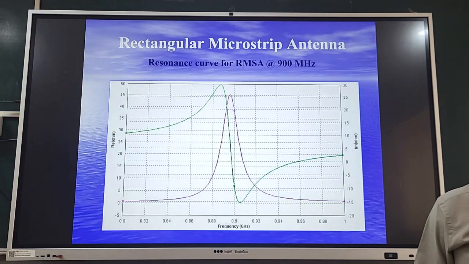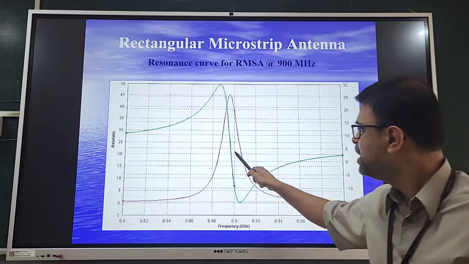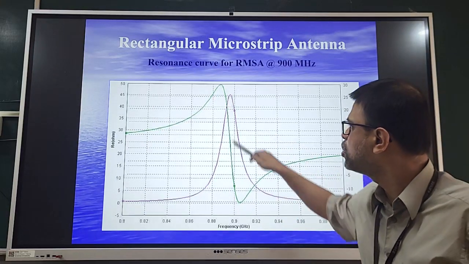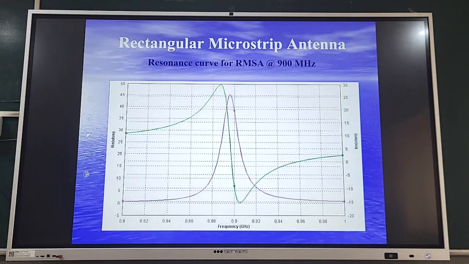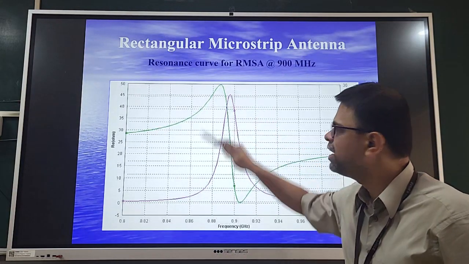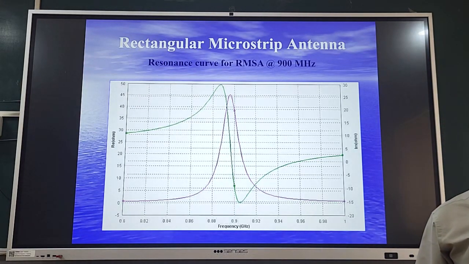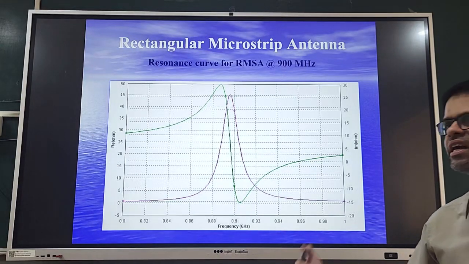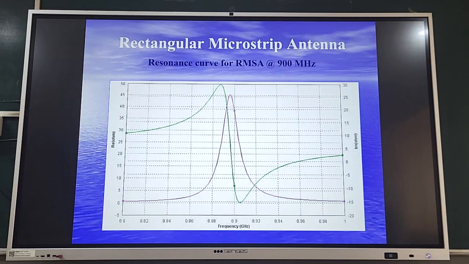Slight deviation in that may happen if you are using a thicker probe. Then this 0 point may not coincide with the 0 of the imaginary. That will happen in a thicker substrate. But the resonance condition will be the one where the R curve, the real part of the impedance, is peaking or maximum. Okay, this is the resonant circuit equivalent of your microstrip antenna patch.